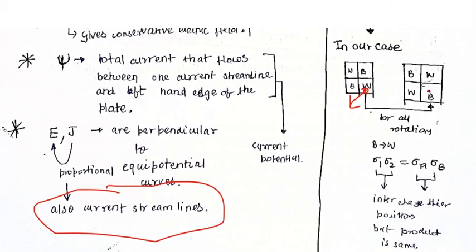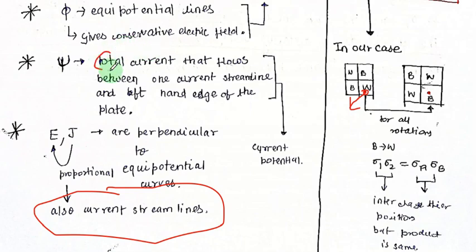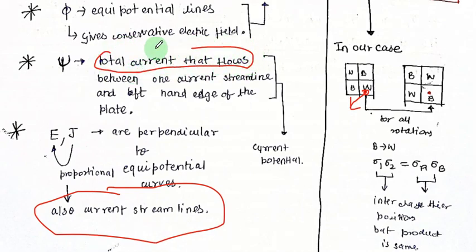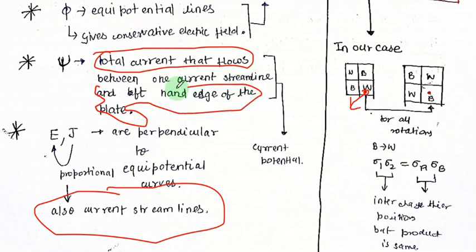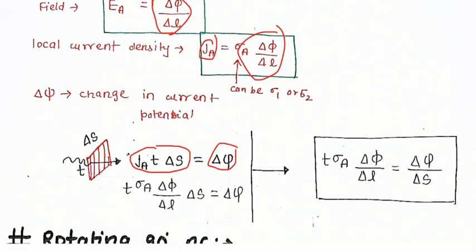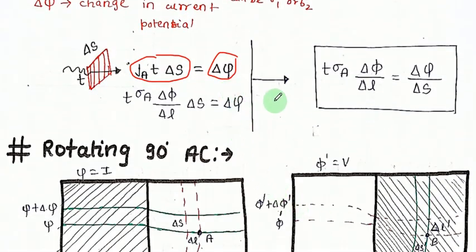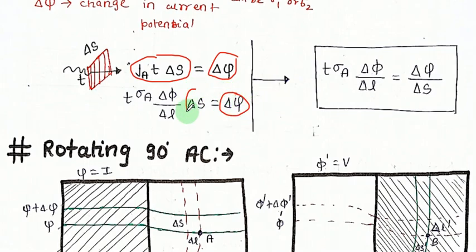I already told you what the current potential is. The definition of the current potential was the total current that flows between one current streamline and the left-hand edge of the plate. So psi you can take as current, not actually potential of something. It can be taken as the current streamline. So here the total amount of current that will pass through here can be written as delta psi upon delta s equals t sigma A delta phi by delta L.